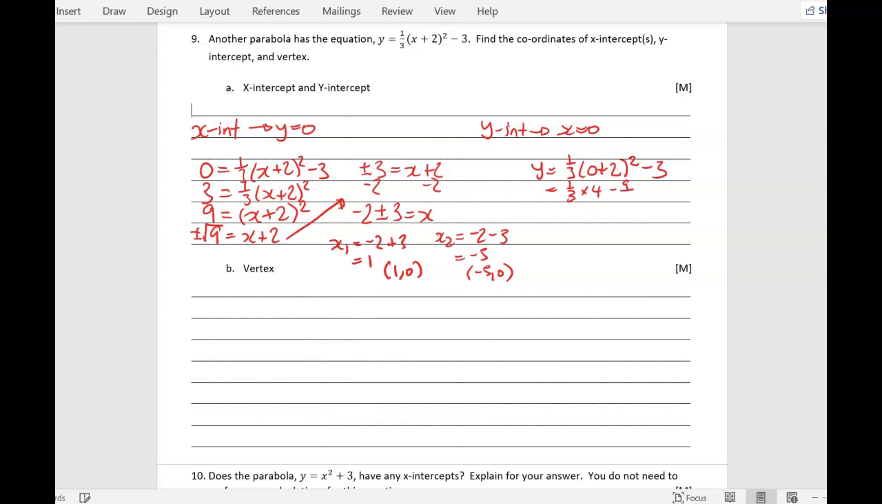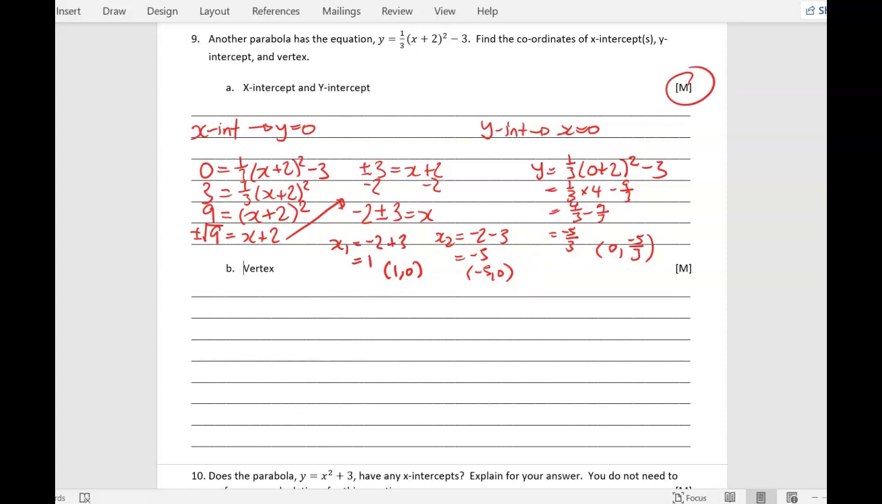I'm going to change that -3 to -9/3, just to make the fractions work a bit easier. So that's going to be 4/3 minus 9/3, which is equal to -5/3. So our coordinate is (0, -5/3). If you got one of these 3 points correct, you were given achieved. If you got all of them correct, that's how you're awarded your merit mark up the top there.